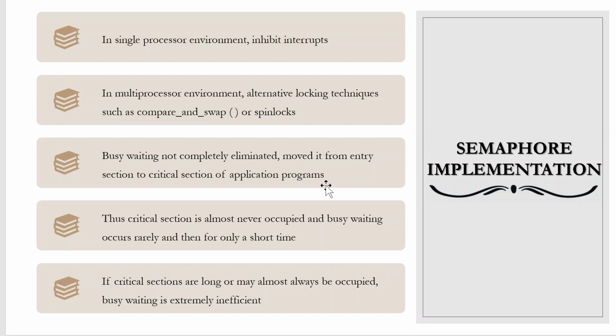Furthermore, we have limited busy waiting to the critical sections of the wait and signal operations, and these sections are short. That is, if properly coded, they should not be more than 10 instructions. Thus, the critical section is almost never occupied, and busy waiting occurs rarely, and then for only a short time. An entirely different situation exists with application programs whose critical sections may be long, like minutes or even hours, or may almost always be occupied. In that case, busy waiting is extremely inefficient.